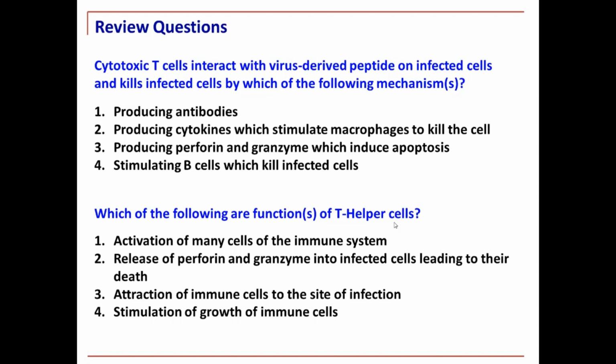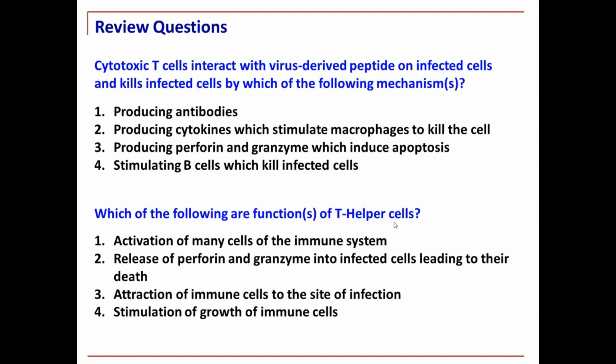Cytotoxic T cells interact with virus-derived peptide on infected cells and kill infected cells by which of the following mechanisms? Produce antibodies? That's incorrect. Produce cytokines which stimulate macrophages to kill the cell? That's incorrect. They produce perforin and granzyme which induce apoptosis. That is correct. They stimulate B cells which kill infected cells? That is also incorrect.